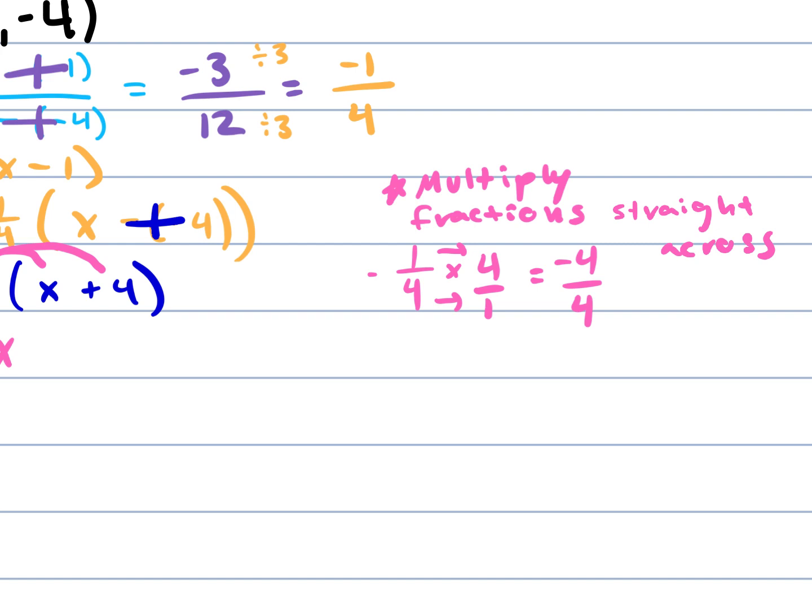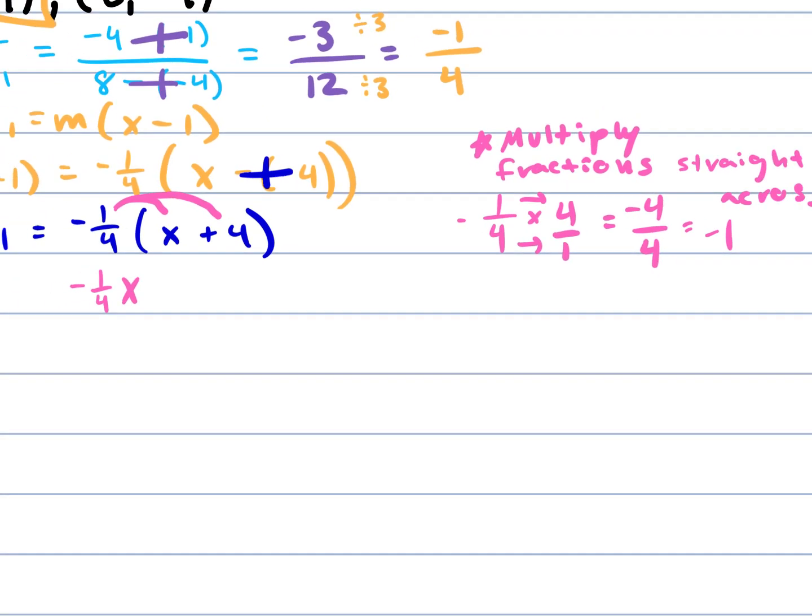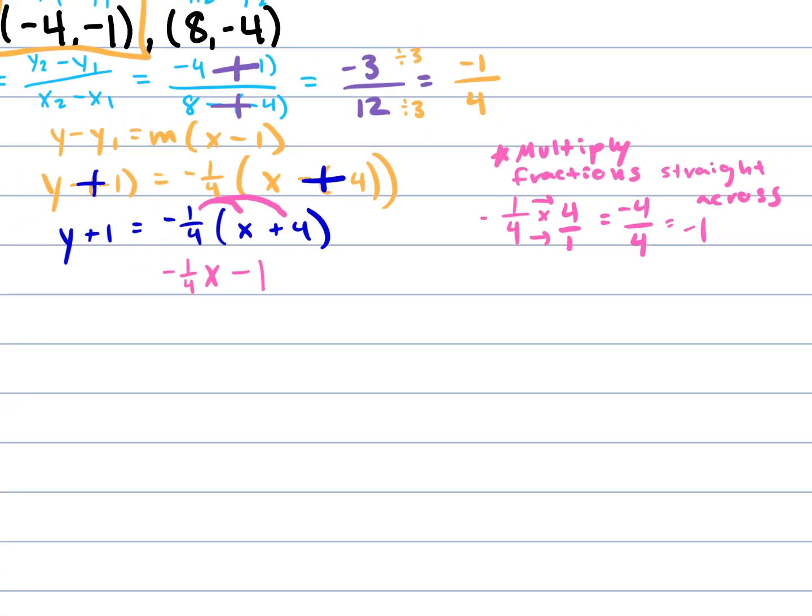Multiply fractions straight across. Can I simplify -4 over 4? Yes, -1. So when we multiply that, it would be -1. You still got the y plus 1, and it's still equal to y plus 1. But we want that y to be all by itself. So how do I move that plus 1 to the other side?